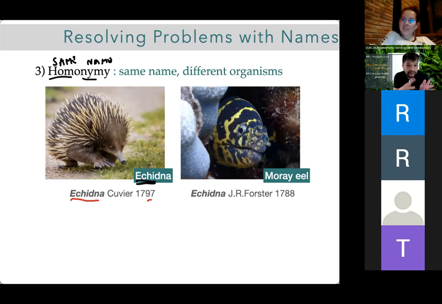So Cuvier named it in 1797, but then another guy named Forster named this moray eel, which is a really big eel, a really creepy looking eel.